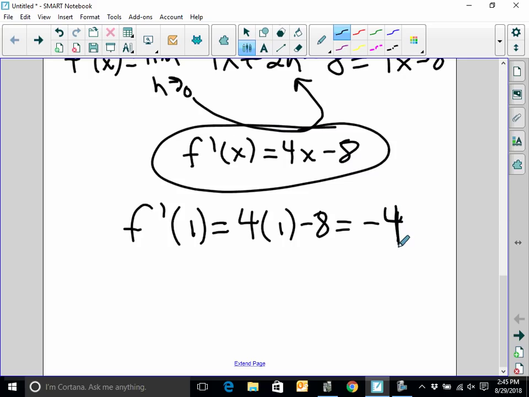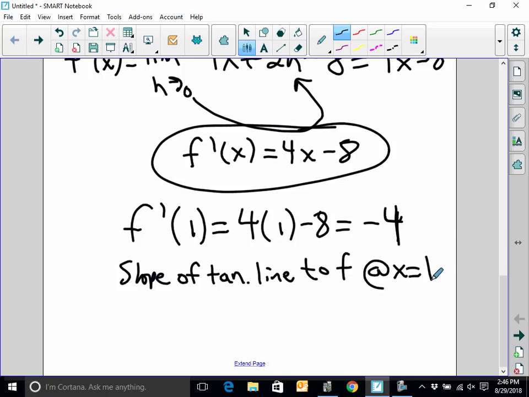And we get a value of negative 4. Here's the cool thing. What does this mean? This means that on our original function f, at the point x equals 1, the slope of the tangent line has to be negative 4. So this means, again, the slope of the tangent line to f at x equals 1 is negative 4.